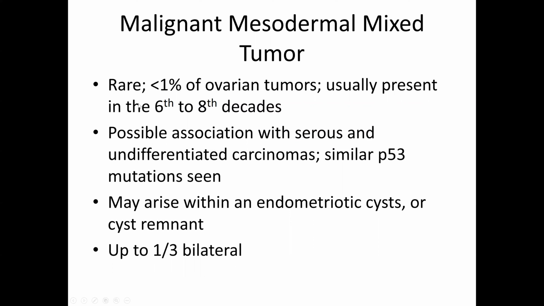And these are usually elderly patients, much as is seen in the endometrium with these tumors. They can be associated with serous and undifferentiated carcinomas, but occasionally can be seen in the setting of an endometrioid background, with that as the component of the carcinomatous element, because sometimes they can also arise in endometriotic cysts. And only about a third are bilateral.